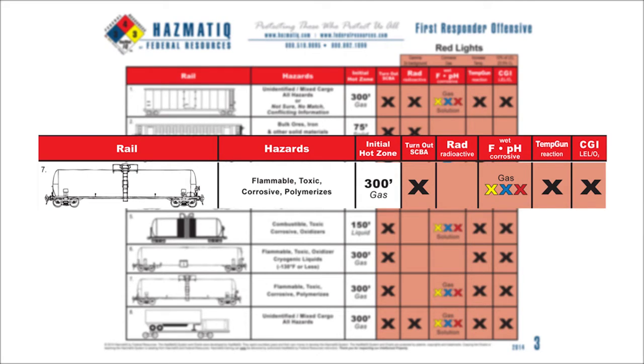The hazards based on this silhouette are flammable, toxic, corrosive, polymerizes, and forms peroxide. You'll notice the hot zone is 300 feet because what comes out of this car is always going to be a gas. The correct PPE for the first responders is turnout gear and SCBA. The possible meter readings you could expect based on this rail car shape are negative rad readings, your pH paper could change red or blue, your F paper could change from pink to yellow, you may get a temperature increase, and you may get CGI readings.